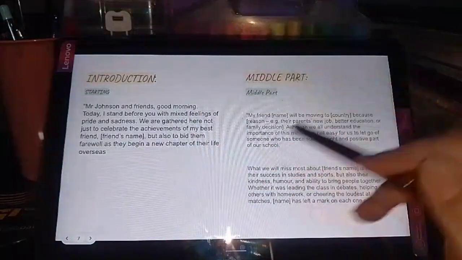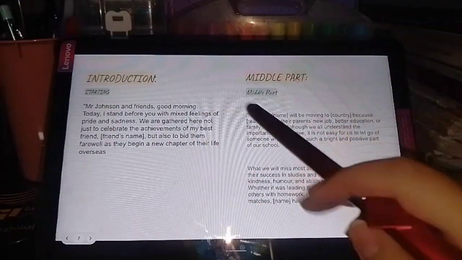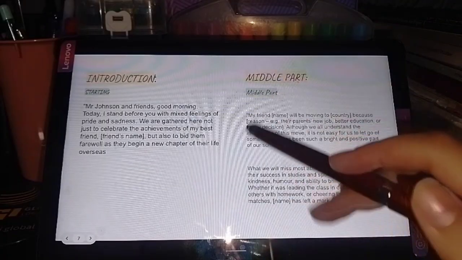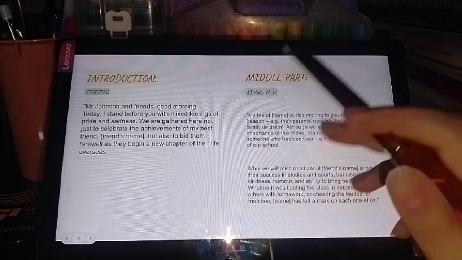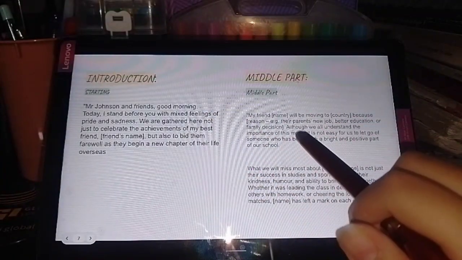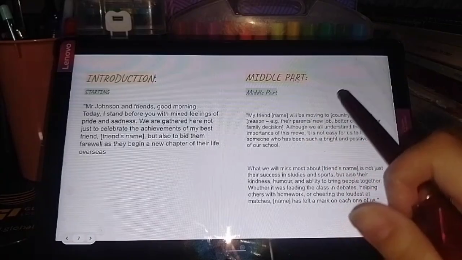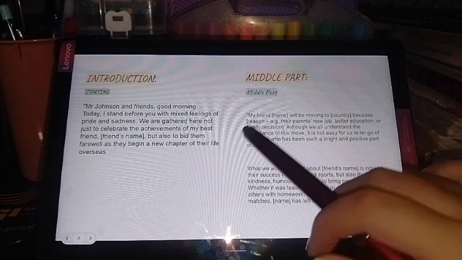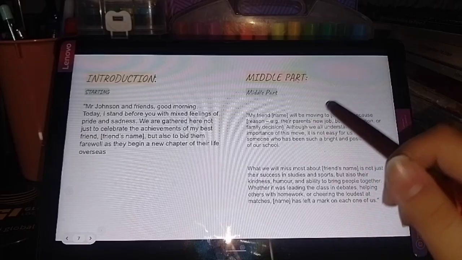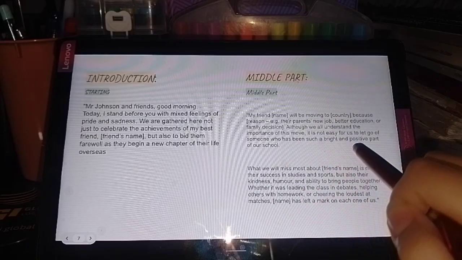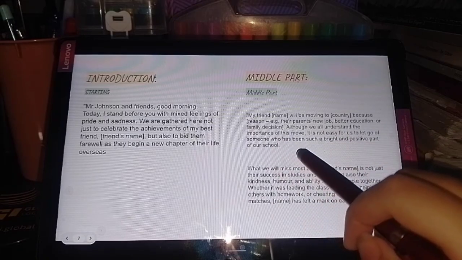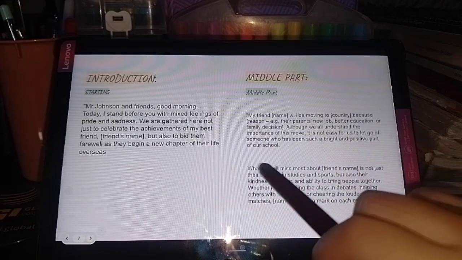Okay, now this is the middle part, and the middle part is considered the "why." These 3 points we are going to discuss in detail. So this is the limited version I just did. Now you have to write the most detailed version. You have to include your friend's name. "Will be moving to the country you want because of a reason: their parents, a new job, better education, or a family decision. Although we all understand the importance of this move, it is not easy for us to let go of someone who has been such a bright and positive part of our school."